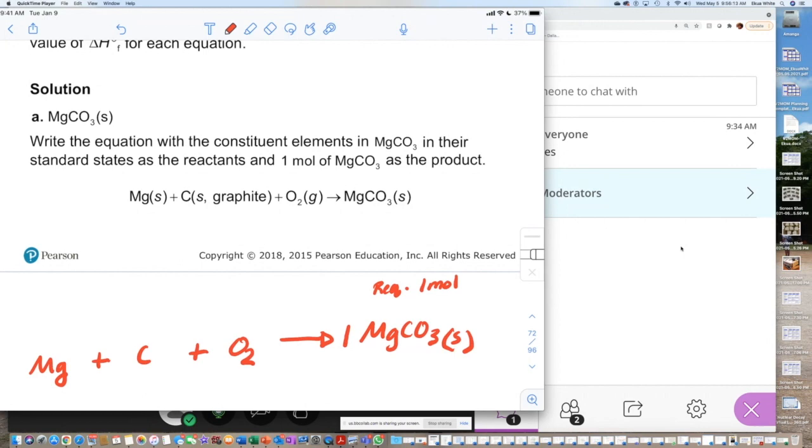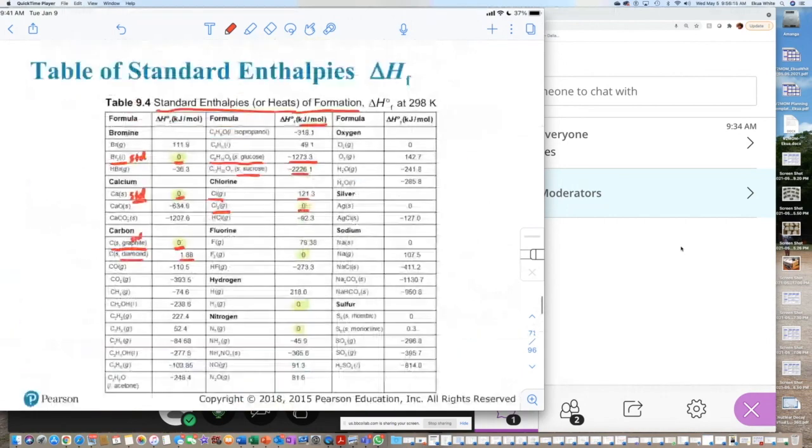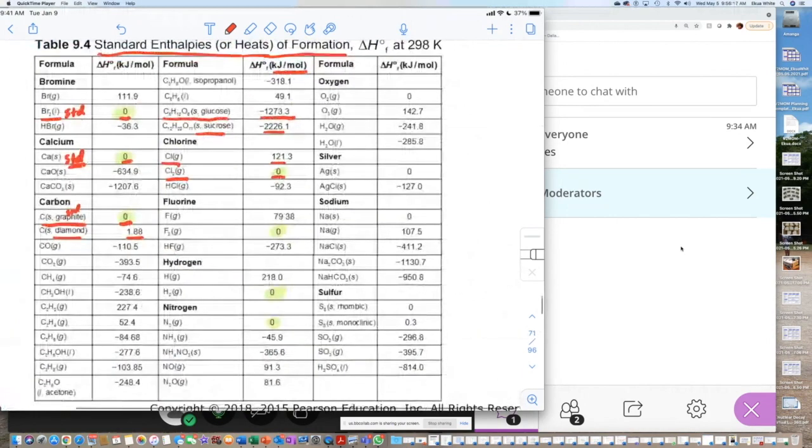To help me out a little bit, I go back here to see what magnesium is. Do we even have a magnesium here? Let's see.